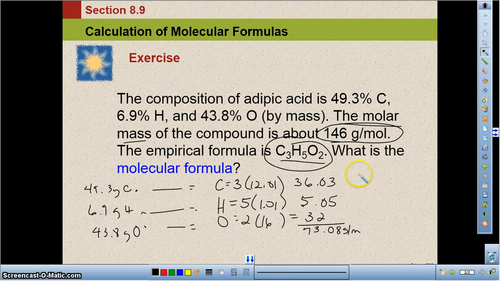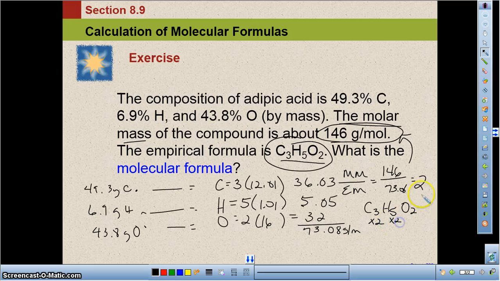So now we're going to calculate the molecular formula. We have to take the molecular mass and divide it by the empirical mass. So we're going to take 146 from the problem, that's always given, and divide it by 73.08. And it's 1.997, so this is going to be 2, and that's our multiplier. So now I take my empirical formula, C3H5O2, and I multiply each subscript by that whole number. So my molecular formula is C6H10O4. So that's the answer to this problem.